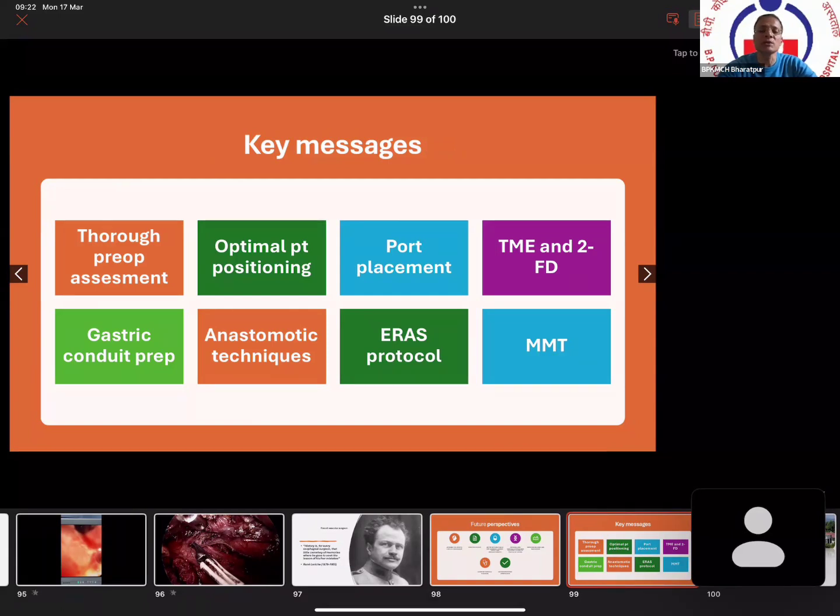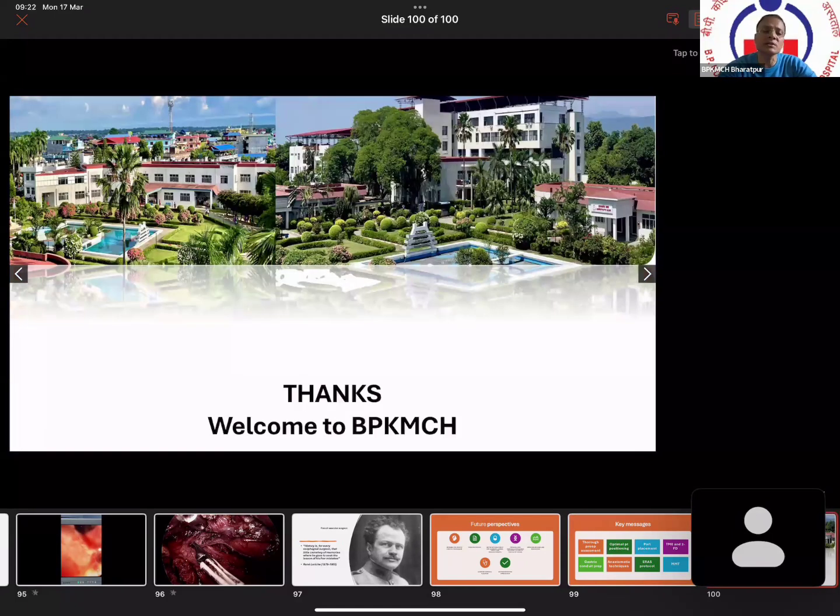And TME, that is, total mesoesophageal excision with two-field lymphadenectomy, should be the gold standard. Gastric conduit preparation and anastomotic techniques may vary, but our practice is the tri-staple technique, the ERAS protocol, and multimodality treatment. So thank you very much.